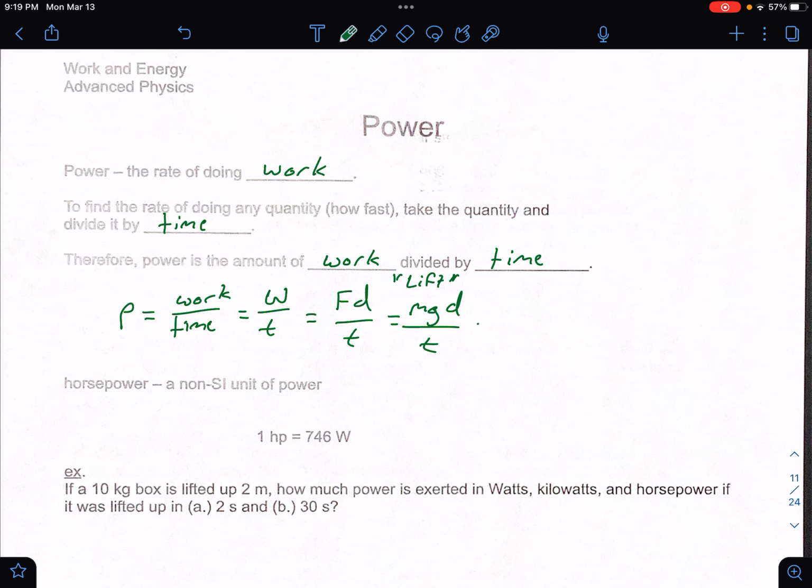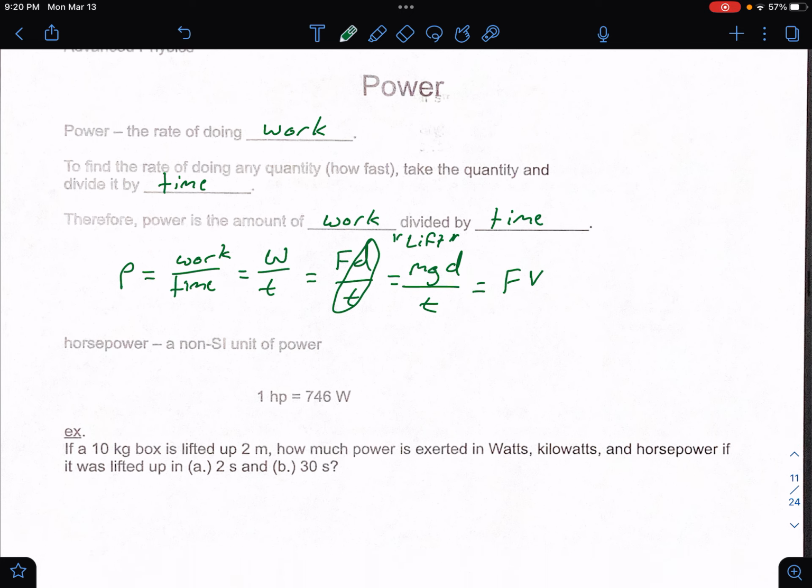And then lastly, D over T is the same thing as velocity. So displacement over time is velocity. So you could say power is also force times velocity. If they give you a force and a velocity, then you can use that one as well. It's just using those equations and intertwining them. You have to realize what you have, so it helps to label things out so you can figure out which equation to use.